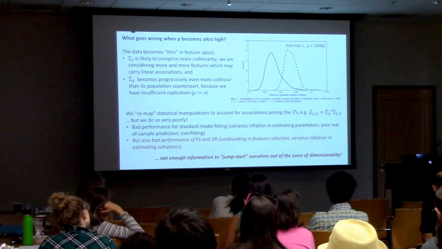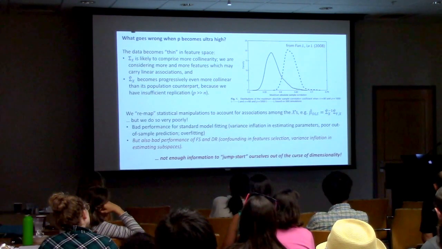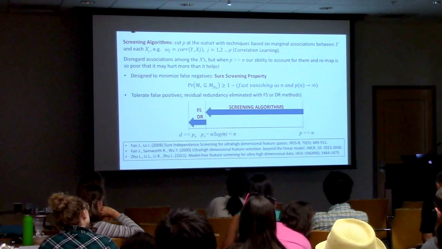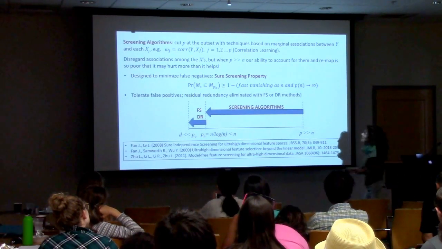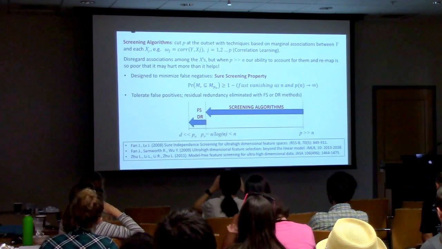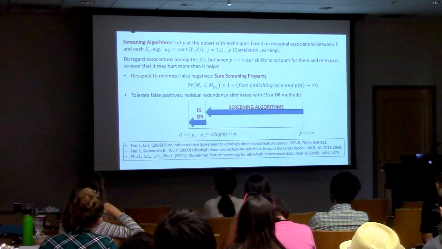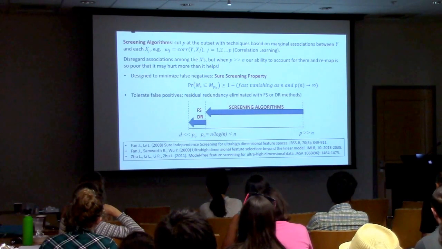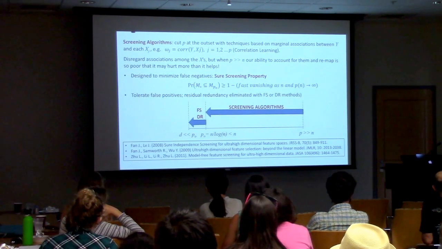These techniques work poorly when there's multicollinearity. Here you have sort of the mother of all multicollinearities, right? So one strategy that people have started proposing from maybe 2007, 2008 is, okay, forget about remapping to take into account the associations among the x's.